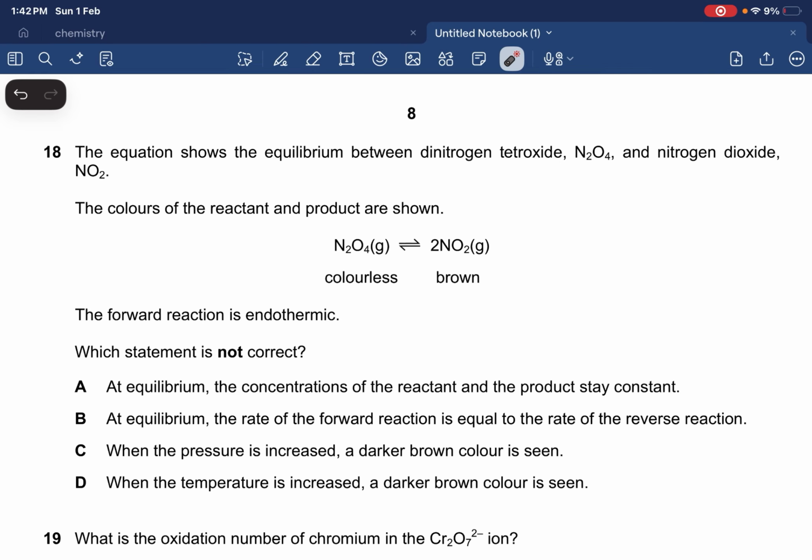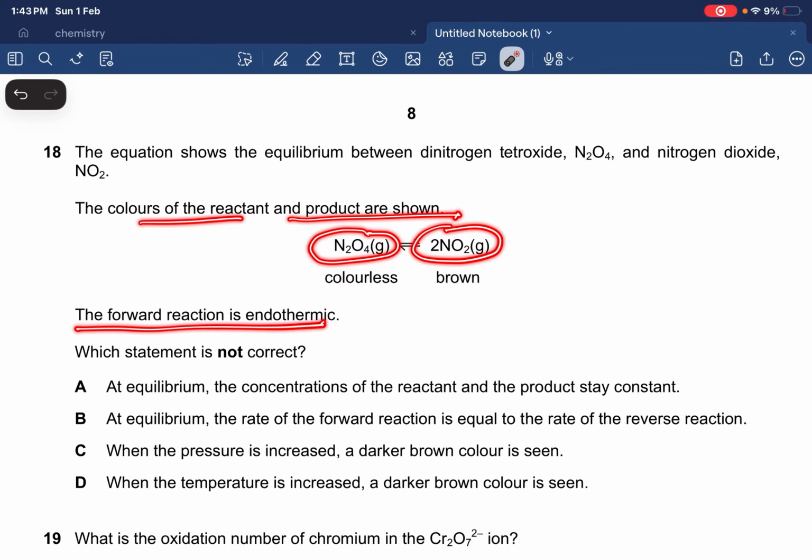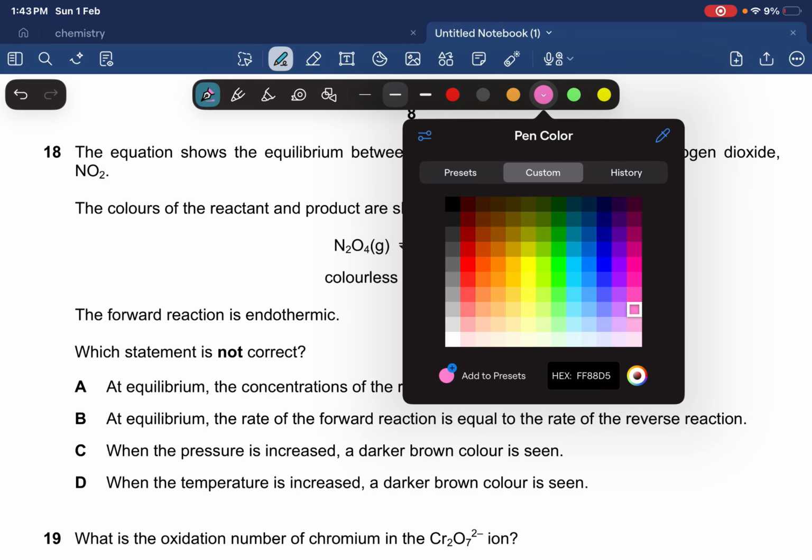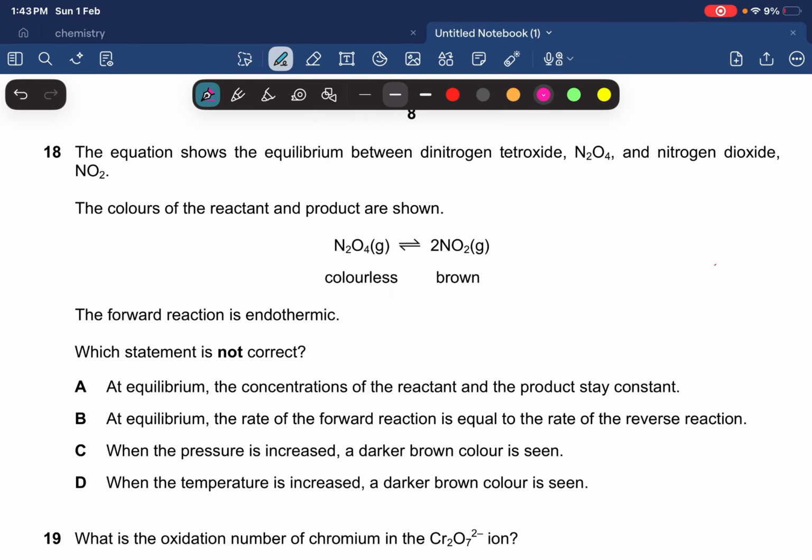Okay. The equation shows the equilibrium between dinitrogen tetroxide, N2O4, and nitrogen dioxide. The colors of the reactants and the products are shown. So this is colorless, this is brown. The forward reaction is endothermic. So an important piece of information given to us is that the forward reaction is endothermic. So the backward reaction has got to be exothermic, right? Which statement is not correct?